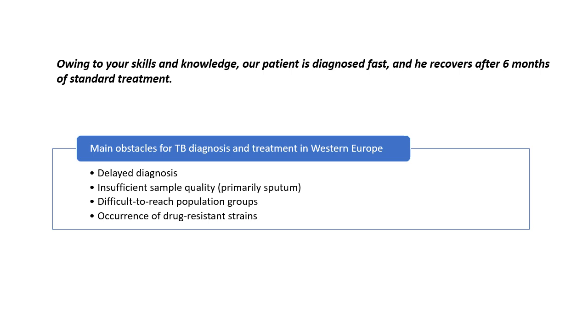Another obstacle is that in low incidence settings, many of the cases occur in difficult to reach population groups, including homeless people, alcohol addicts, and also immigrant populations. And in recent years, and increasingly, occurrence of drug-resistant strains is also an obstacle for treatment of TB, even in Western Europe.